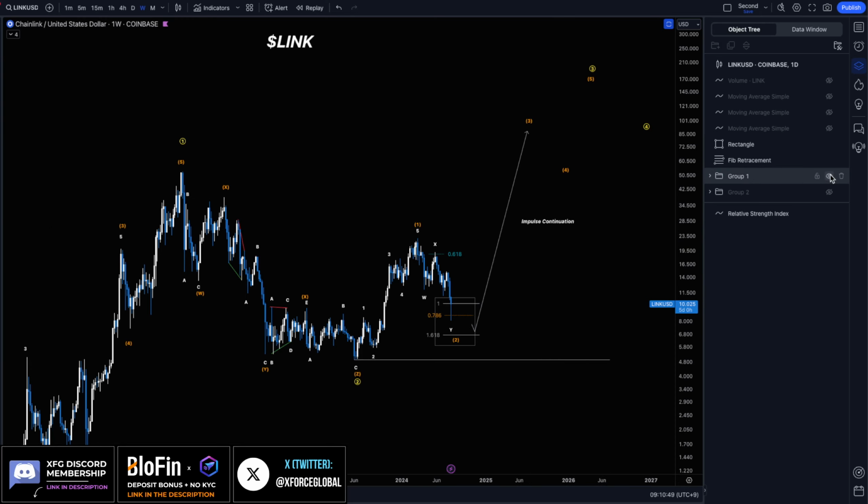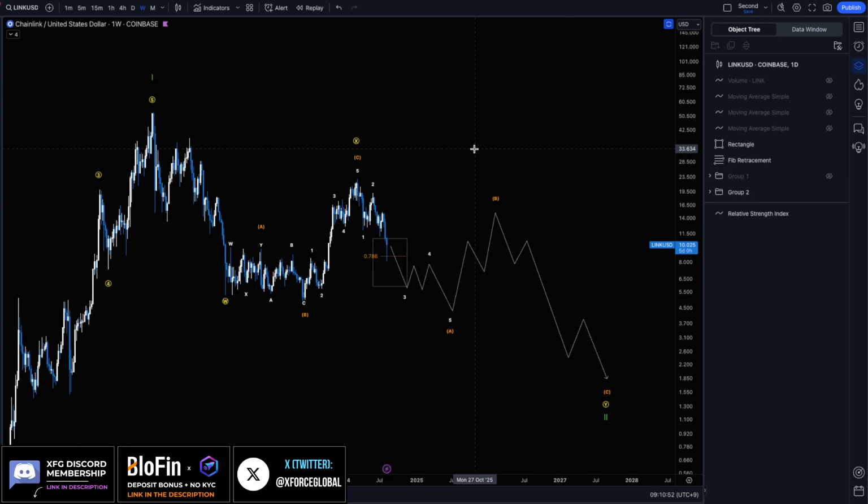But again, we do have the option where we do have another possibility of a nice looking WXY that's currently being worked upon, where we're looking for a wave ABC to the downside to complete our partner leg for this wave W.